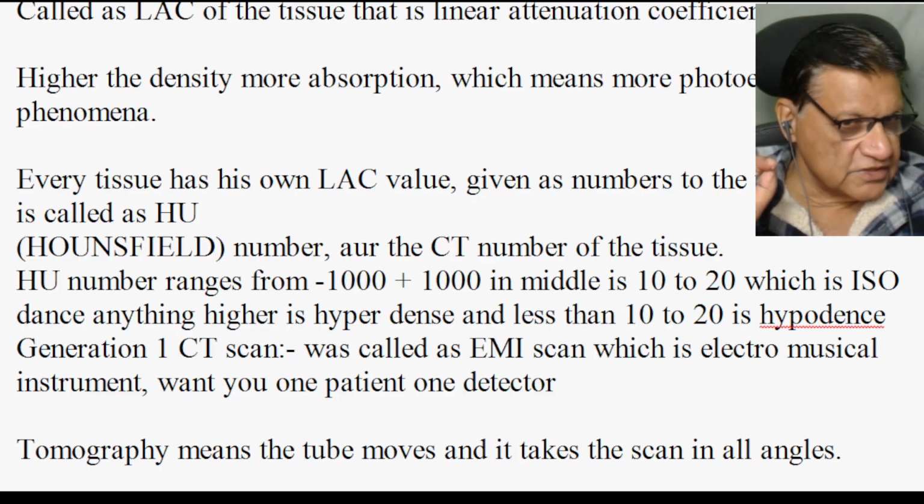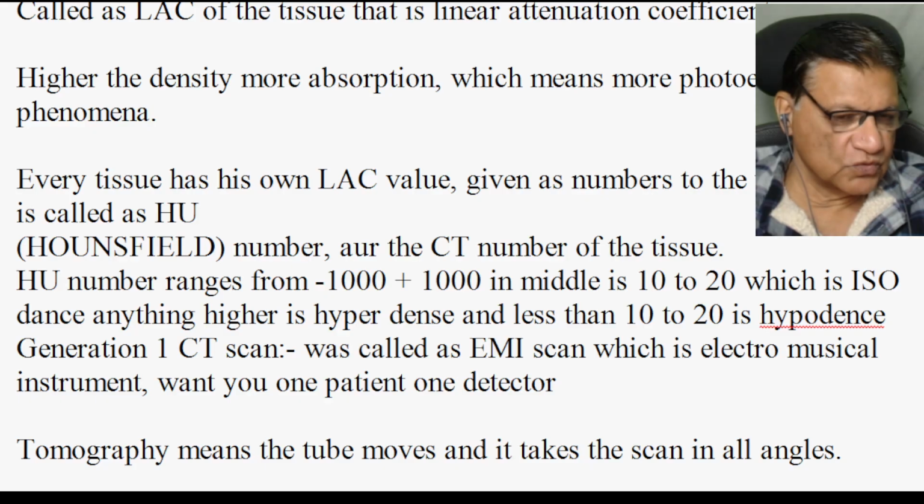So HU number ranges from -1000 to +1000. In the middle is 10 to 20, which is isodense. Anything higher than isodense is hyperdense, and less than 10 to 20 is hypodense.